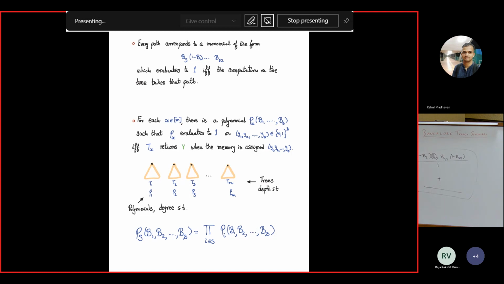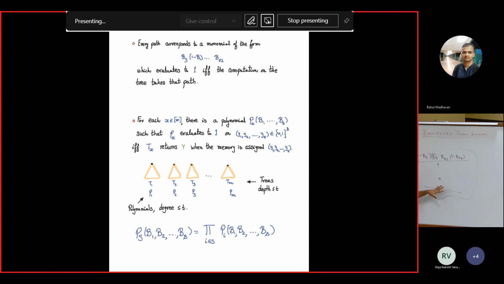So that is what I've said. For each path, you have a polynomial, not exactly a monomial, because you probably need to open these out, but you have such a product, and you add them up, and in the end, you get a polynomial.